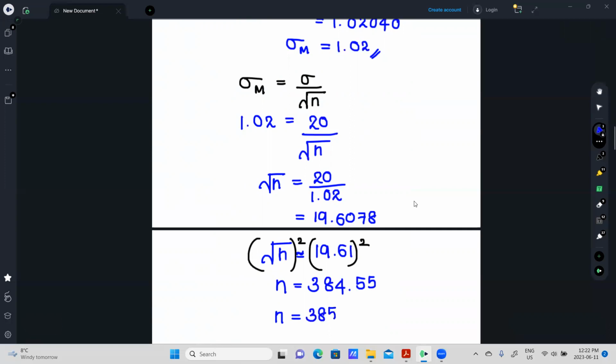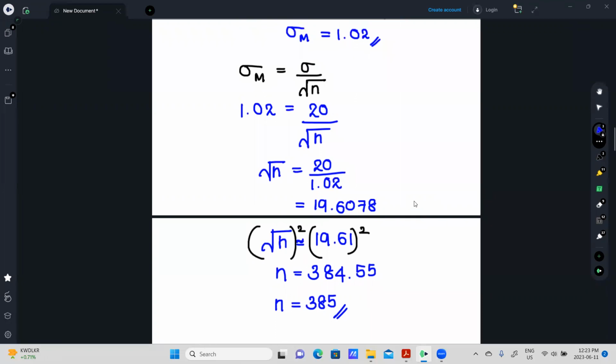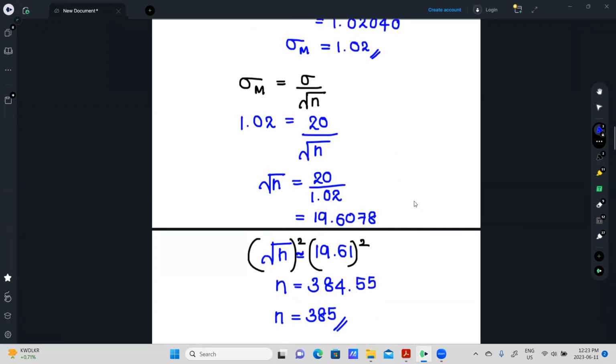This time the sample size is big. You can see we made a small change to the sample mean, but it affected the maximum sample size needed for this sample to be significant in this case. So the final answer is 385.